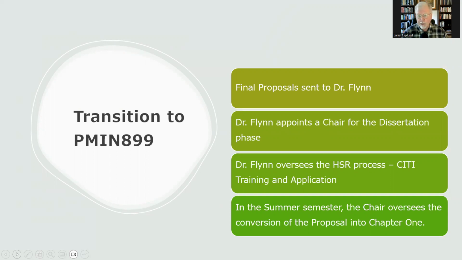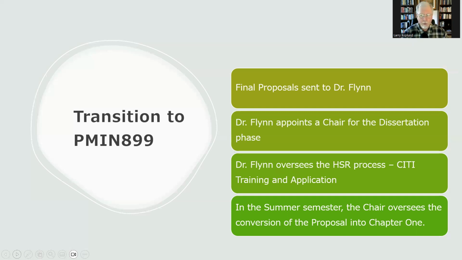Dr. Flynn is also the one who personally oversees the HSR process. Quite a few of you have already completed the CITI training course. You also have access to the application form, so you can begin to see what that's going to look like. But remember, you can't begin collecting data until your application has been approved. Dr. Flynn will work with you in producing your final approved application, and then you will be ready to go. In the summer semester, your chair will begin by overseeing the conversion of your proposal into chapter 1.